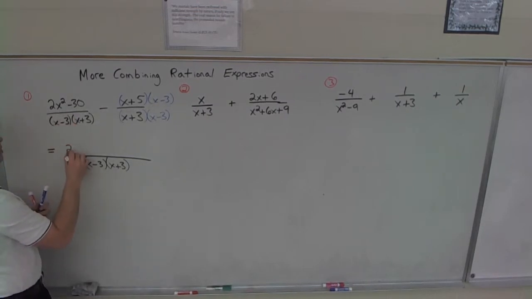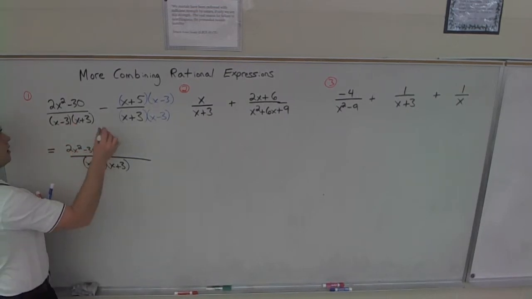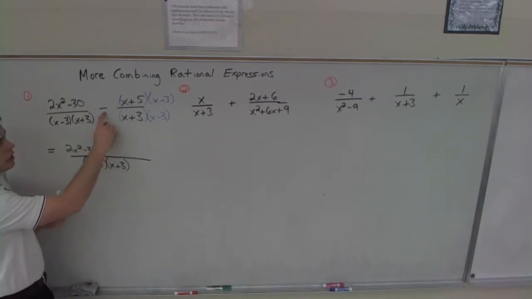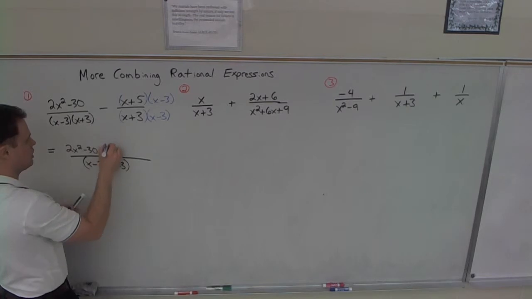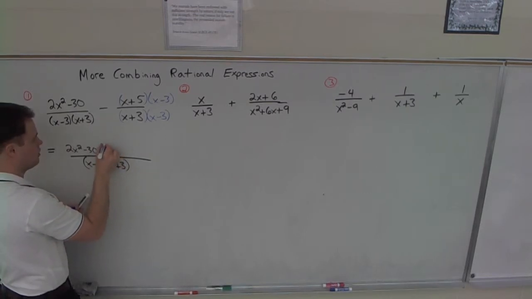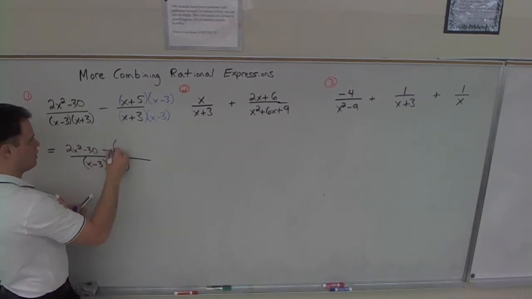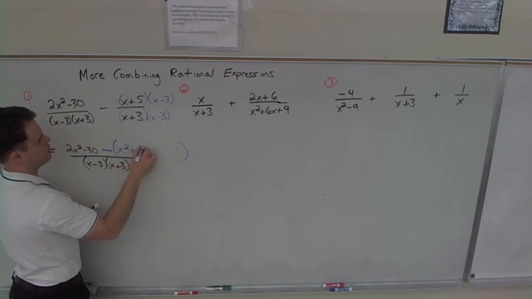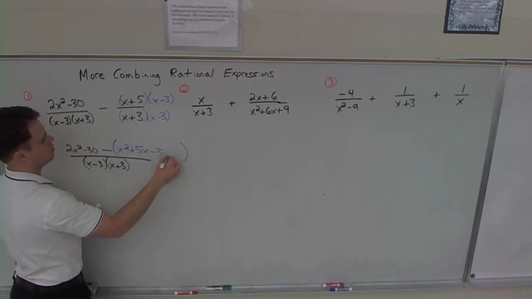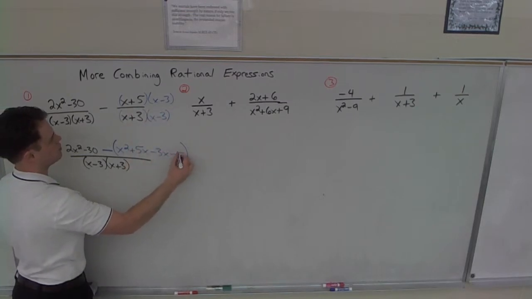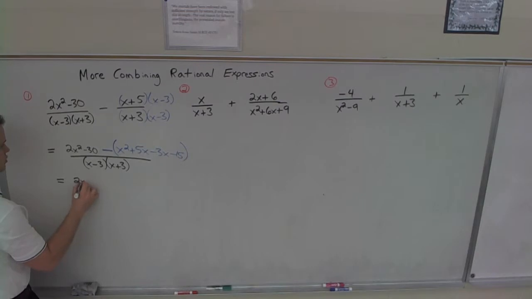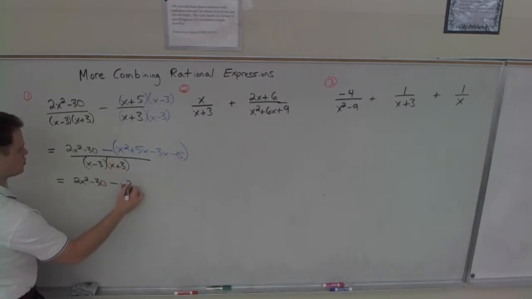So I've got this stuff here, and over here I probably want to distribute. I've got a negative outside, so be very careful with that negative. So I'm going to pull this negative down right here. That's that negative. And then inside I'm going to expand this out. So I think I've got x squared and a 5x and a negative 3x and a negative 15. So I'm going to keep simplifying a little bit. So I've got 2x squared minus 30. Distribute my negative, that's negative x squared.